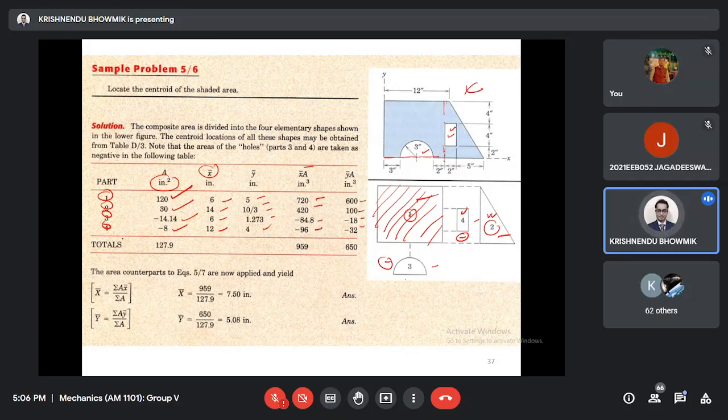This. What are the summations? Summation A is this. Summation x bar A is this. Summation y bar A is this. Then x bar equals summation A x bar by summation A, that is this. Y bar is this summation divided by summation A.